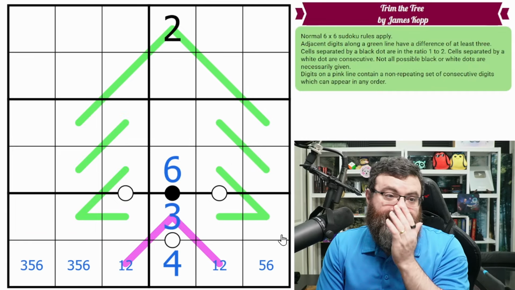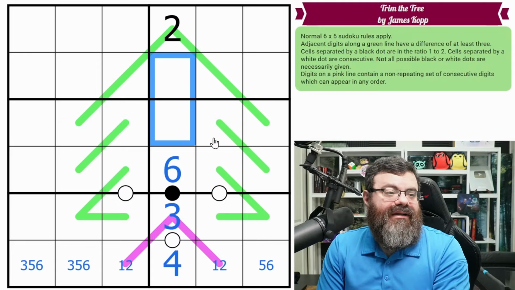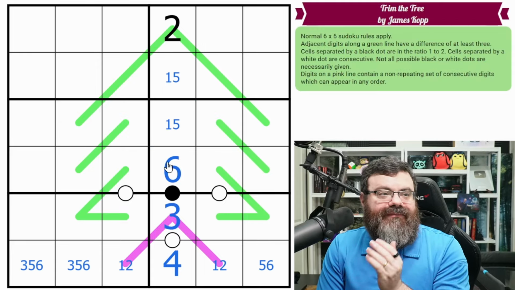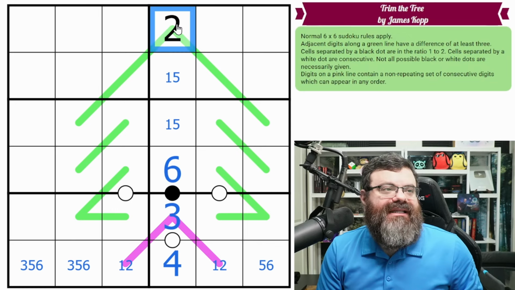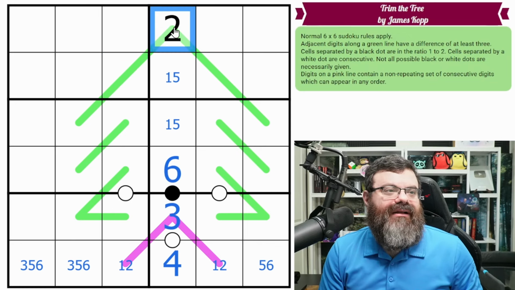Let's see. This pair is 1, 5. All right. I think it's time to think about the 2 on this German whisper line.